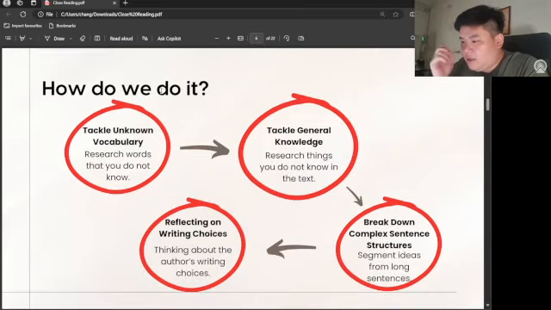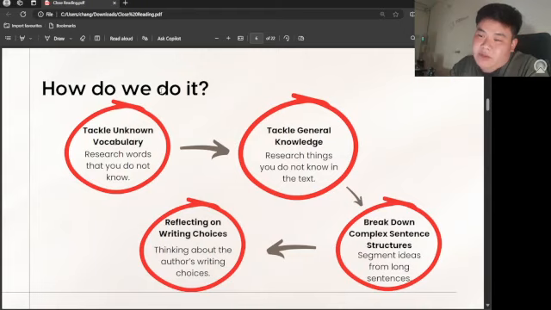All right, it's a simple 4-step program that I typically teach my students, and we are going to cover that here today. So your first step, what you want to do is you want to tackle unknown vocab. Very straightforward. You see any words you don't know, just go and look up the dictionary for it.